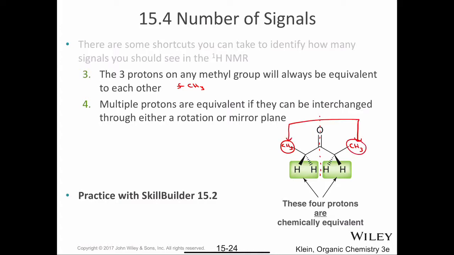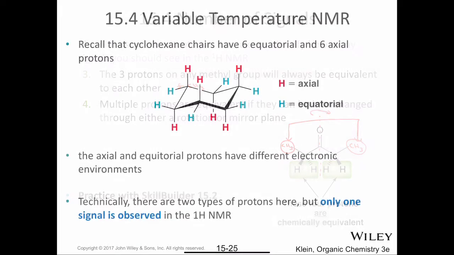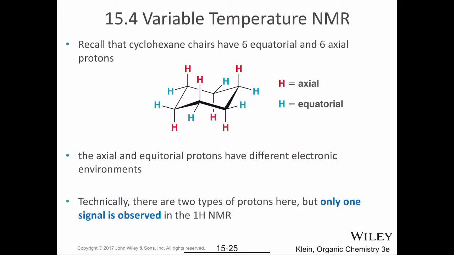on the rotational axis. You might remember that in cyclohexane we have a total of 12 protons. 6 of them are equatorial and 6 of them are axial. The axial and equatorial protons are in different electronic environments. So technically there are 2 types of protons in cyclohexane, but what we see is only one signal is observed in the proton NMR spectrum. And there's a good explanation for that.